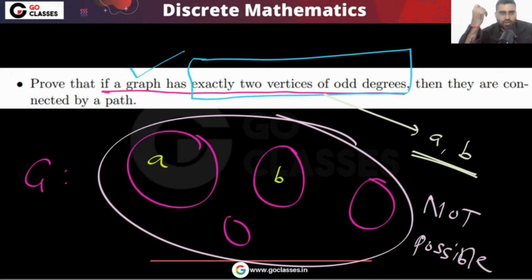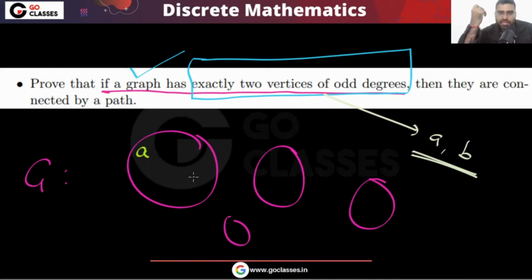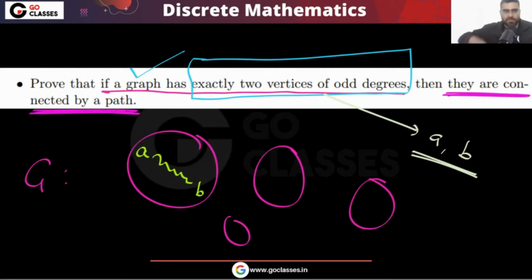So if this is not possible, then what can we say? We can say that they must be in the same component. If they are in the same component, then there will be a path.